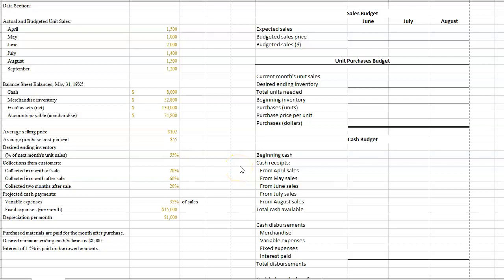Welcome. Let's take a look at how we could conquer this budget challenge problem. So we have a series of data on the left-hand side, and we're going to use this data in order to forecast our company's sales budget, unit purchases budget, and cash budget on the right-hand side.